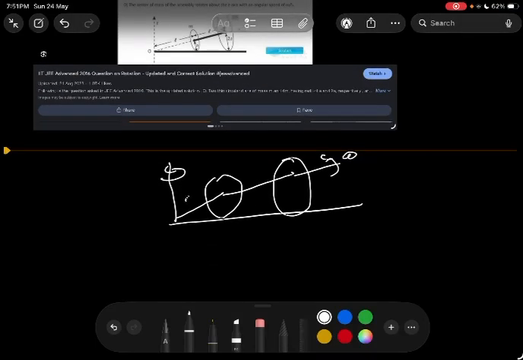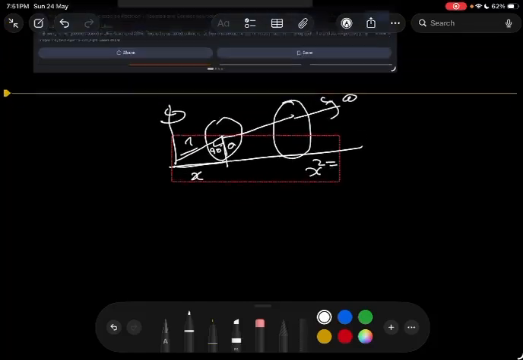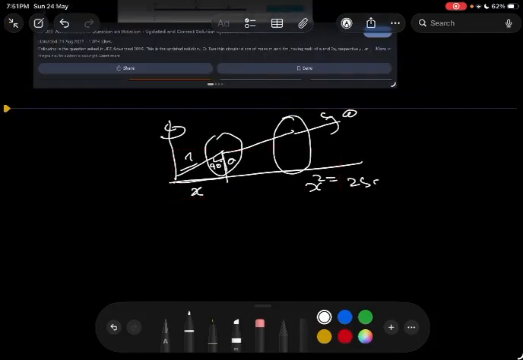We got this as L, this as X, and this as a 90 degrees A. Since these are perpendicular, this is the hypotenuse. X square equals L square plus A square, L equals root 25 as you can see in the question, so it's going to be 25 A square, X equals 5A. Okay, 5A, we got that.